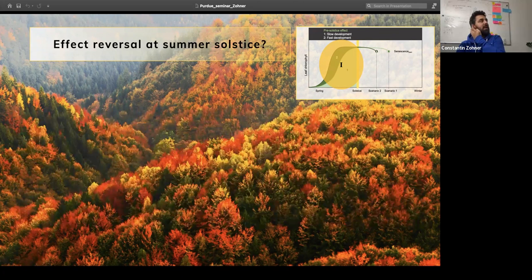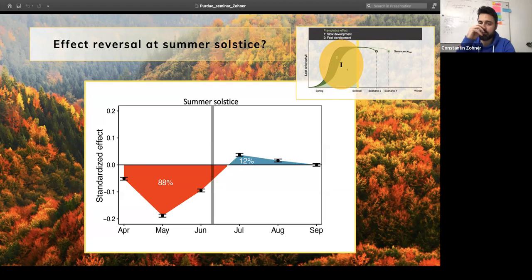And now the next question was, does this whole effect really reverse exactly at the summer solstice, or is it maybe flexible? The overall trend I saw was that if I look at the monthly correlations, and these are the correlations between monthly productivity estimates with the start of autumn senescence, what we really see is that this whole correlation reverses from June to July. We can even use shorter intervals, and we will really see that it is around the 21st of June that this effect reverses.